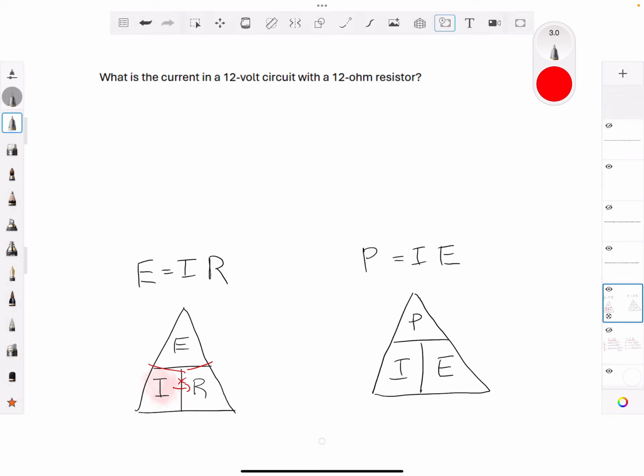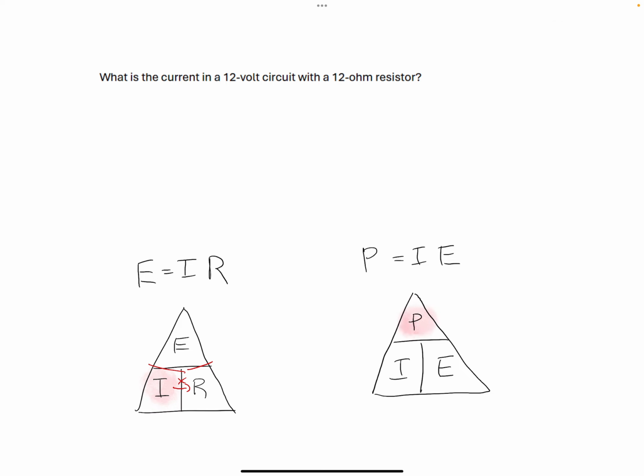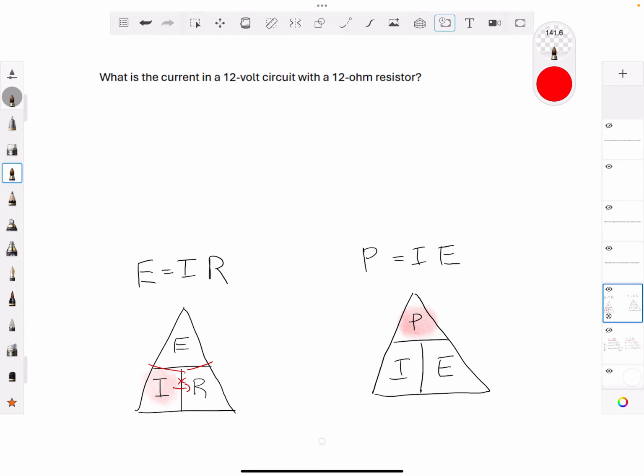So let's look at this pi. If I was looking for P, the power, I'd put my finger over the power, and then I would multiply the current times the voltage. Again, whichever method works for you, they all work, just whatever you like to do. I'll probably show both in the beginning.